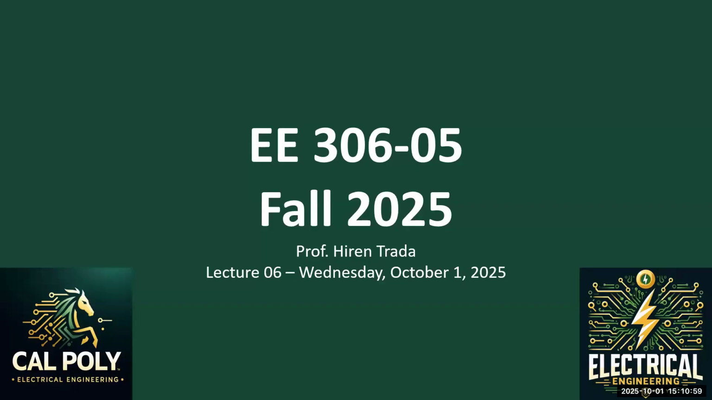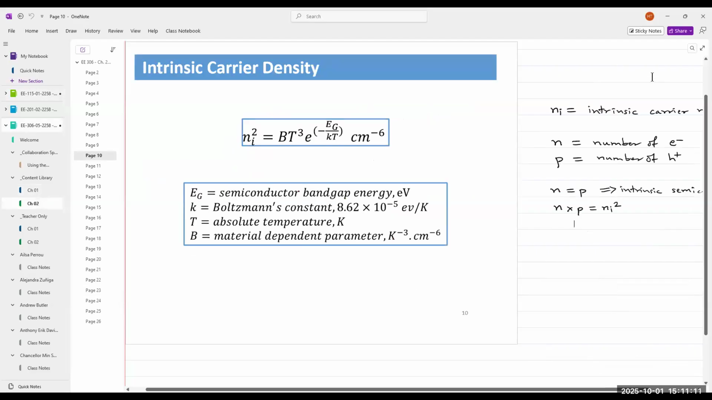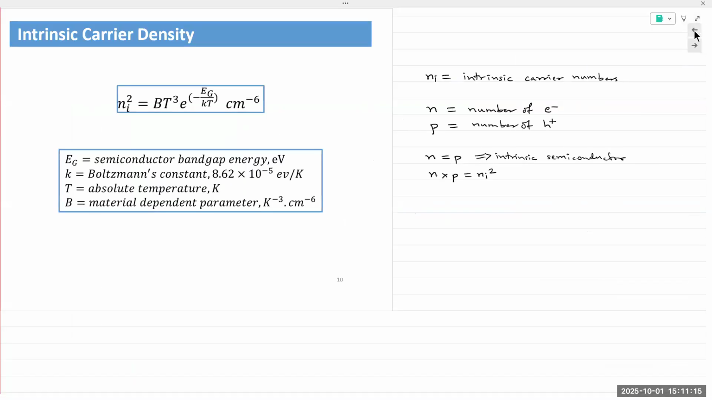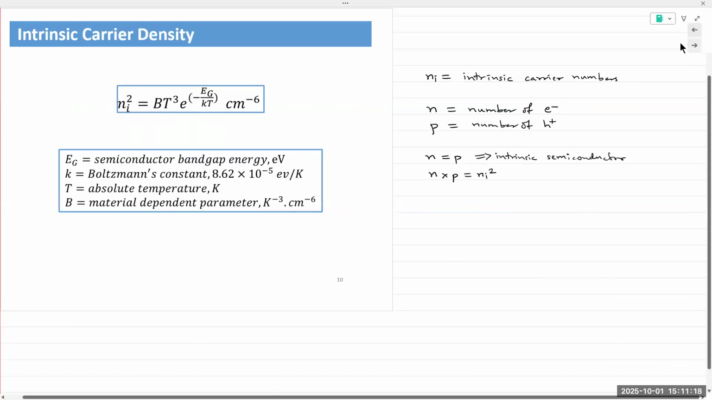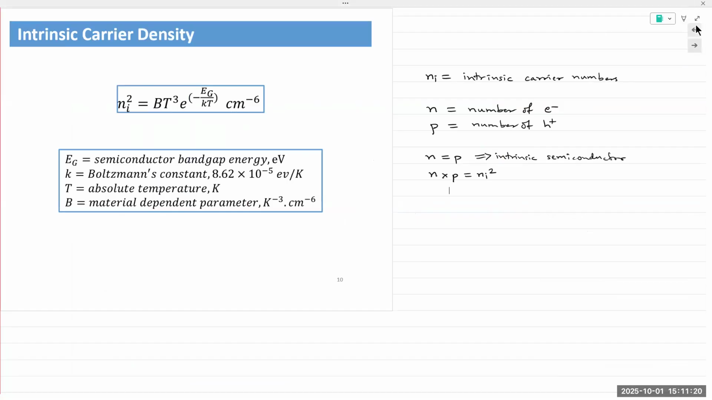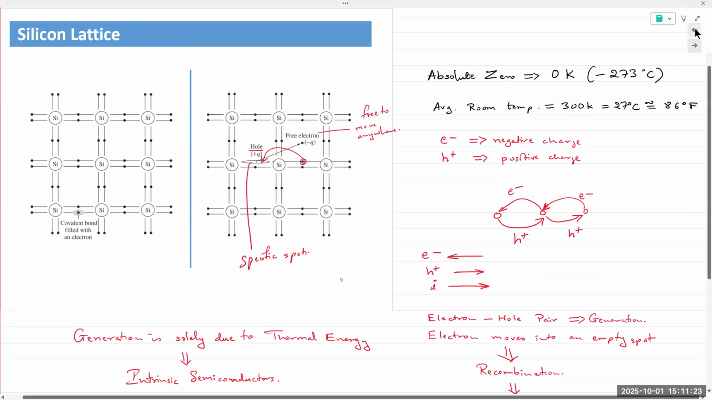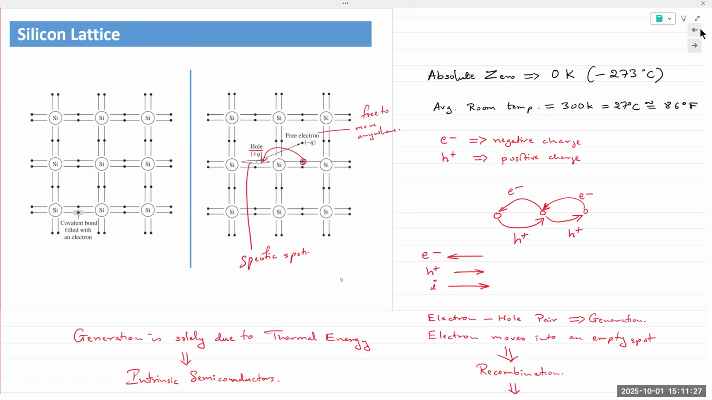All right, let's go to our notebook. Let's see. Device verification. Stop here. Oh, before we proceed, anybody have any questions about intrinsic semiconductors? Okay. Right.